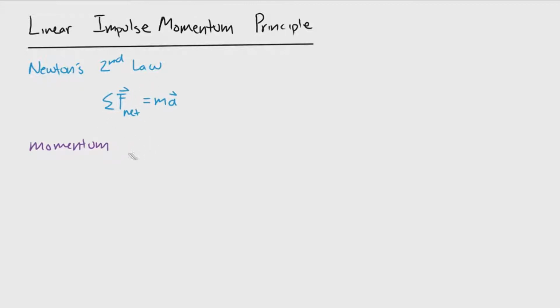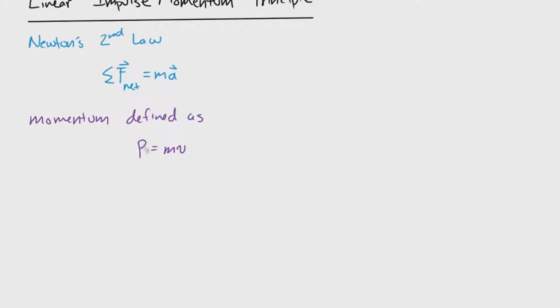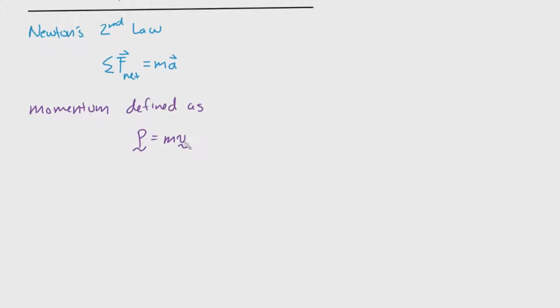Momentum is defined as p equals m times v, and these are vectors as well. To denote that these are vectors, I'm going to use this tilde sign underneath the variables. And this actually looks very familiar to Newton's second law. So since we know that acceleration is the derivative of velocity, we can take the derivative of this equation and set it equal to Newton's second law.